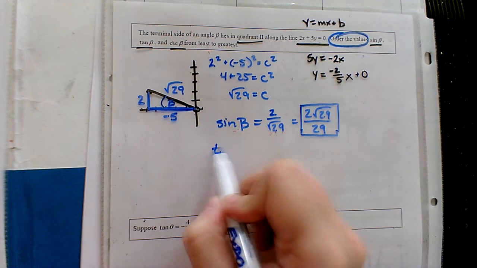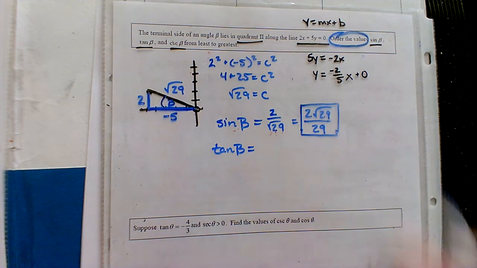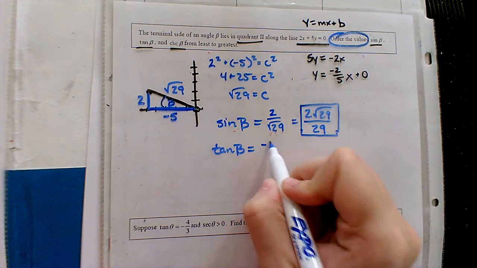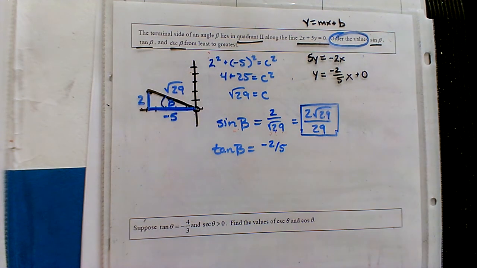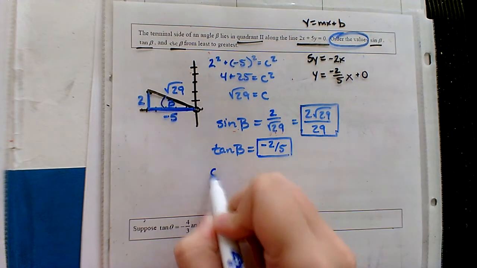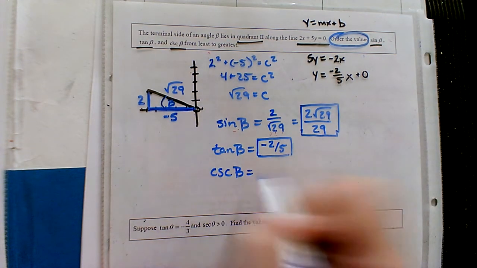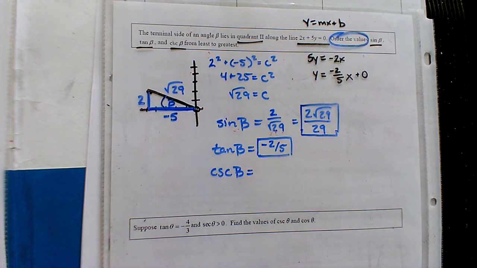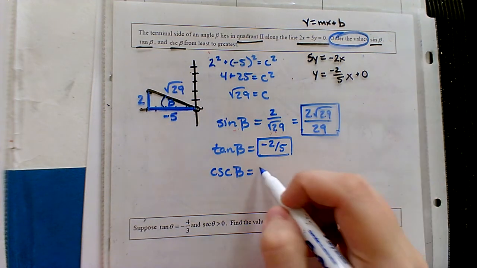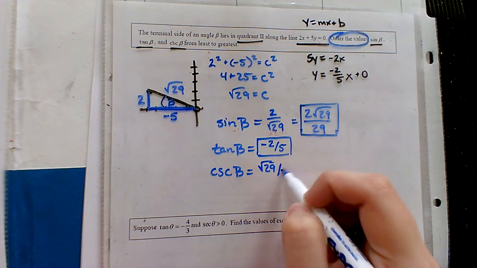Let's go ahead and try what the next one would be, tangent. So think about SOHCAHTOA. What would our tangent ratio look like? Yeah? 2 over negative 5. All right, so 2 over negative 5, negative 2 over 5. You can put the negative wherever you want in that fraction. There we go. All right, last but not least, we got to figure out cosecant. Cosecant, go ahead, yeah. It's the same as the sine one, just flipped. Right? All right, so we'll have the square root of 29 over 2.